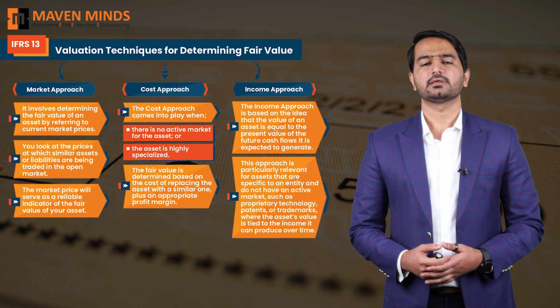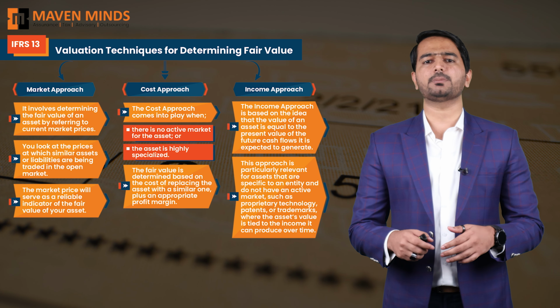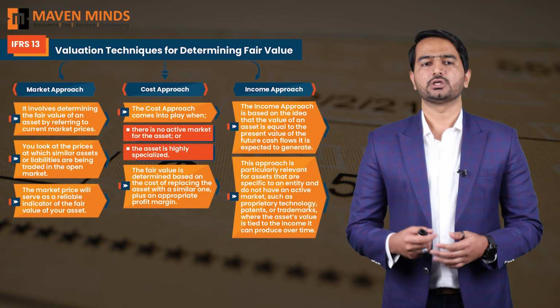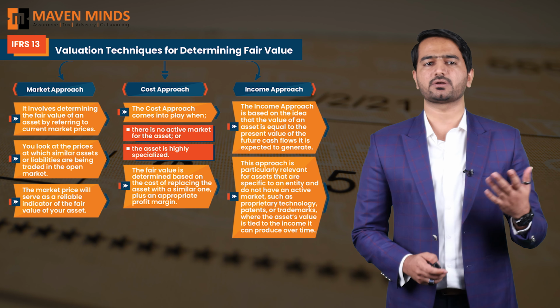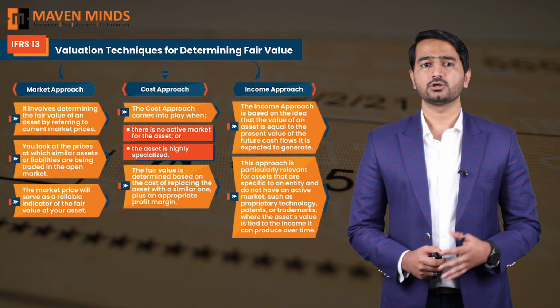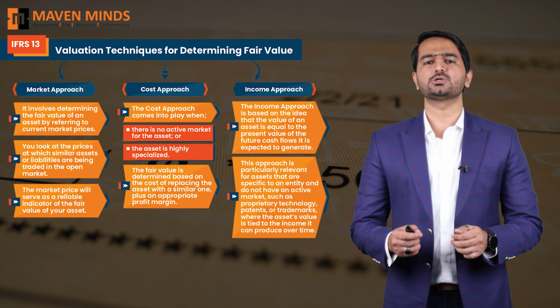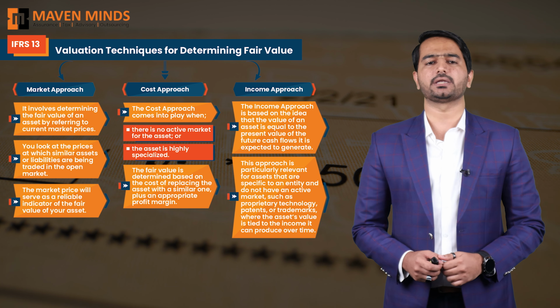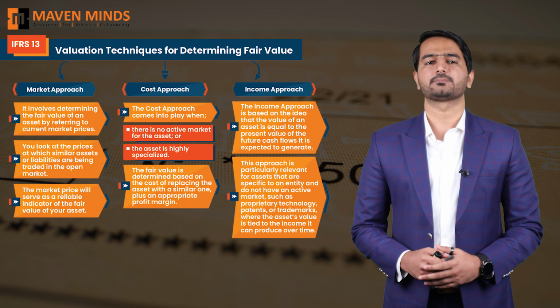For example, if you have a patent that grants you exclusive rights to a particular technology, you would estimate the future cash flows the patent is expected to generate, and then you would discount these future cash flows to their present value using an appropriate discount rate. The result would be the fair value of the patent.